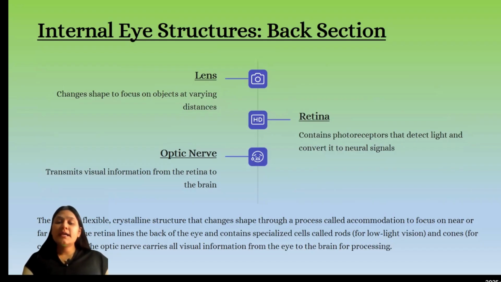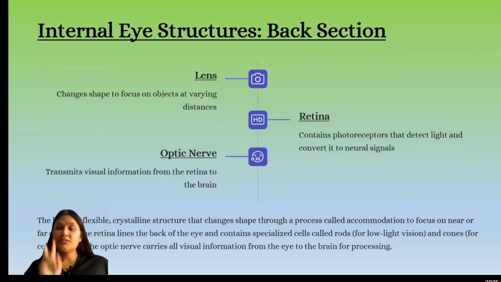Retina contains the photoreceptor cells to detect light, and it converts it into neural signals. The retina has many nerve endings as well. It provides the neural signals that go to the optic nerve, and the optic nerve goes to the brain through the visual pathway, giving a good, clear and contrasted visual perception. Next is the optic nerve. The optic nerve transmits all the visual information from the retina to the brain. So this is what I wanted to tell you.